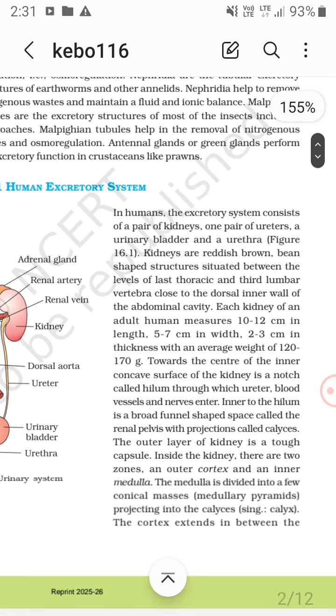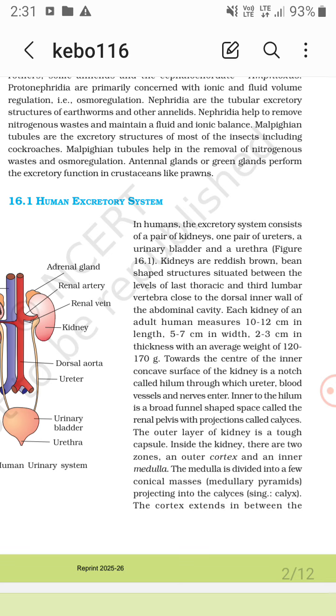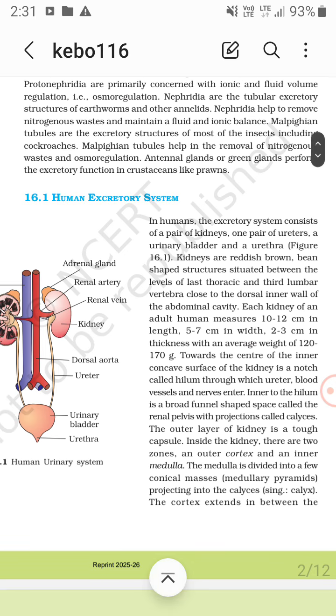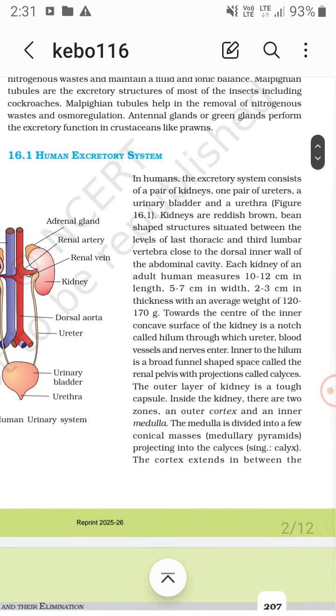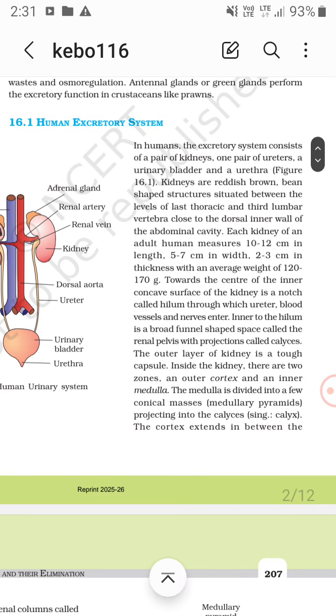Now the excretory system consists of a pair of kidneys, a pair of ureters, a urinary bladder, and a urethra. Kidneys are reddish brown. Towards the center of the inner concave surface of the kidney is a notch called hilum, through which ureter, blood vessels and nerves enter. Inner to the hilum is a broad funnel-shaped space called the renal pelvis with projections called calyces.